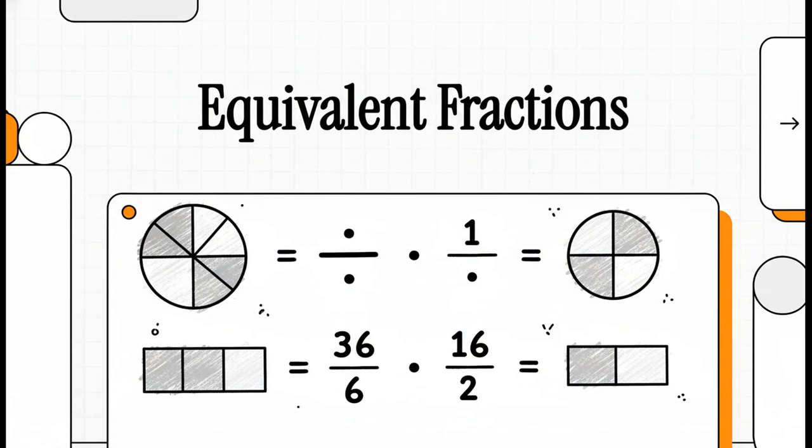Hello and welcome. Today, we're going to jump right into the world of fractions. Specifically, we're going to learn a really neat and simple way to find equivalent fractions using division. It's going to make things a whole lot easier.